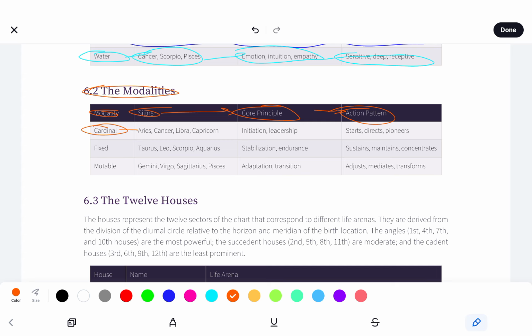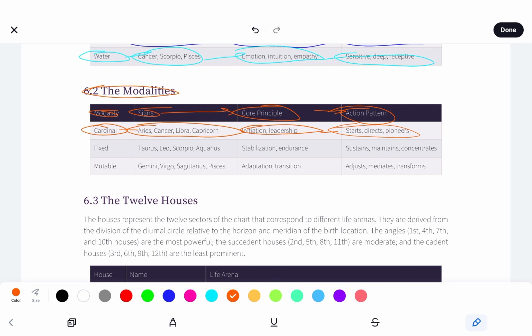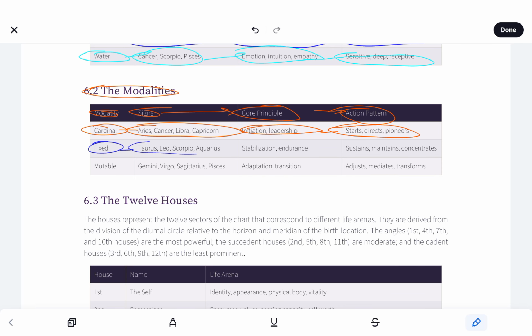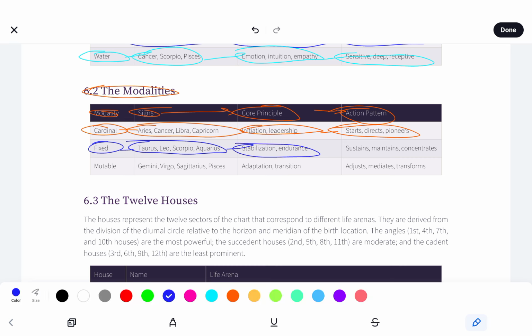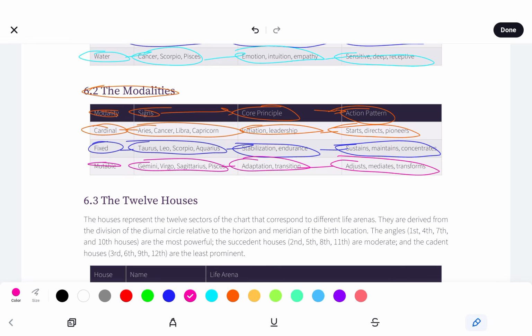So, for example, cardinal: Aries, Cancer, Libra, Capricorn; initiation, leadership, starts, directs, pioneers. Fixed: Taurus, Leo, Scorpio, Aquarius; stabilization, endurance, sustains, maintains, concentrates. And mutable: Gemini, Virgo, Sagittarius, Pisces; adaptation, transition, adjusts, mediates, and transforms.